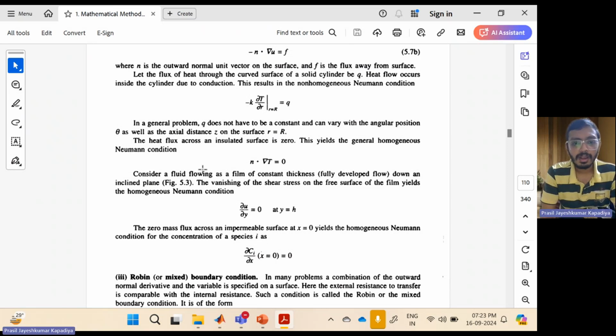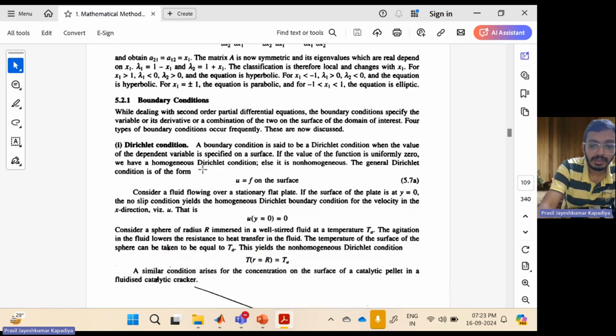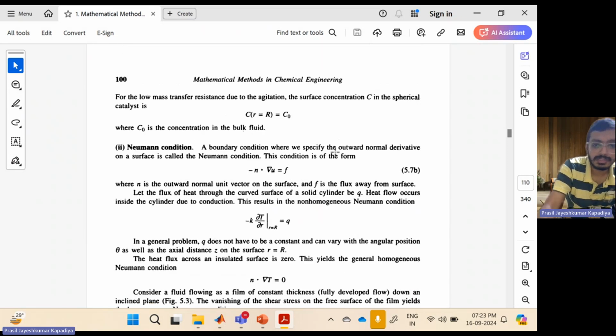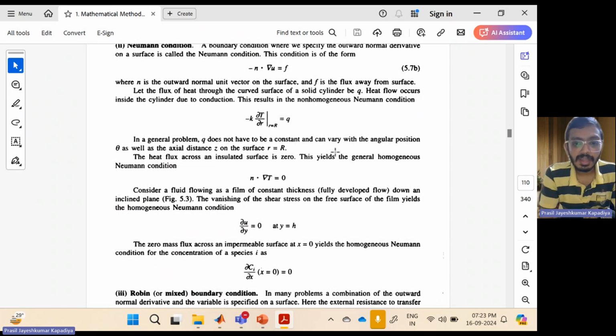One more problem. Consider a fluid flowing as a film of constant thickness down an inclined plane. This is figure 5.3, from here our fluid is flowing. This is the inclined plane at y equal to 0, where u is equal to 0. At y equal to h, du/dy is equal to 0. The vanishing of the shear stress on the free surface of the film yields this Neumann condition of del u by del y equal to 0 at y equal to h. So at the surface, we have defined the normal derivative, so it is called Neumann boundary condition.